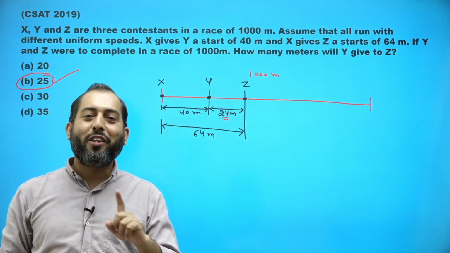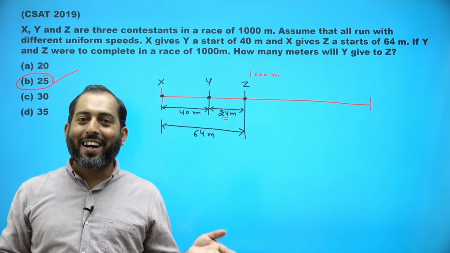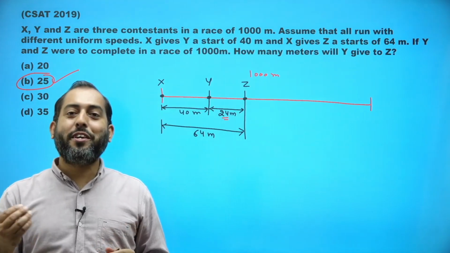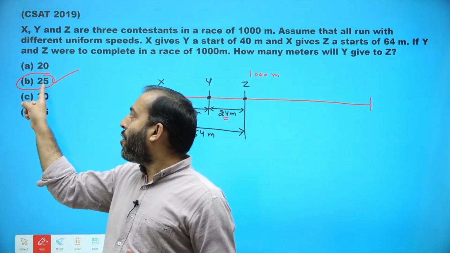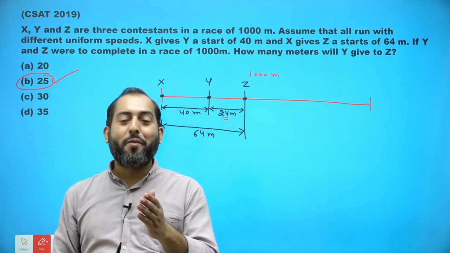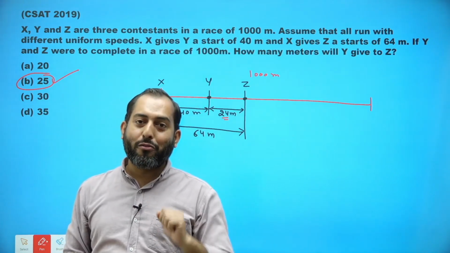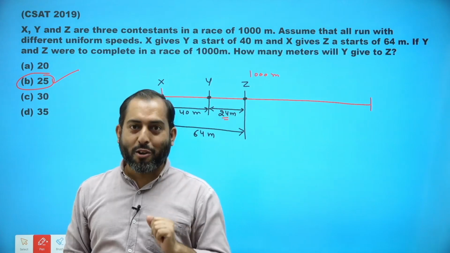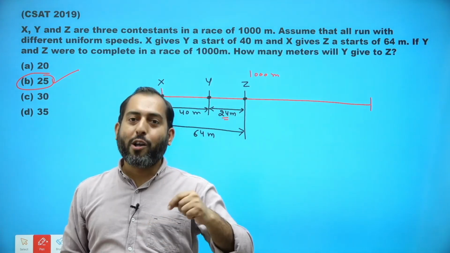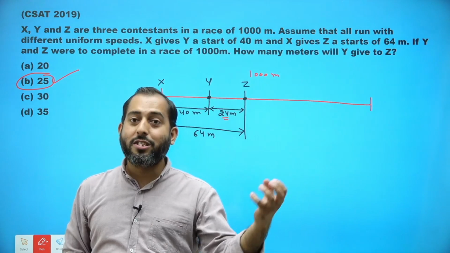How to solve this question logically? By chance you got the right answer over here. Suppose along with 25, if 24 was also present, then definitely you would have gone for 24 and you would end up with the wrong answer. So try to understand the concept first, the logic first.